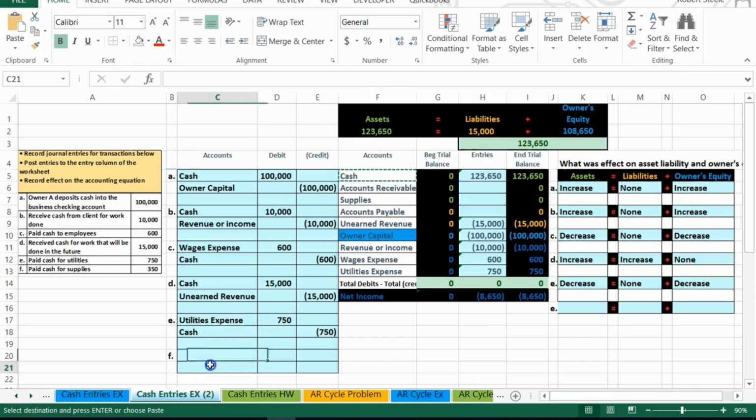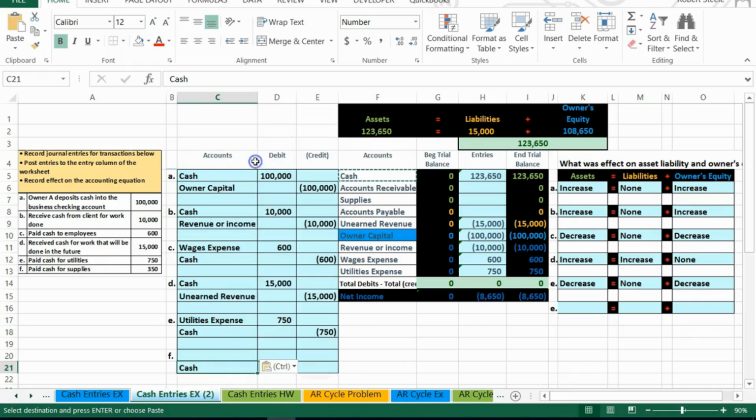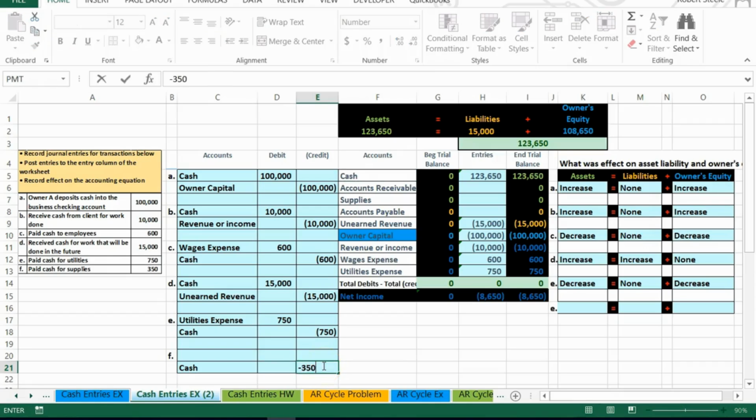I'm going to copy that, and I'm going to put that in C21, paste it 1, 2, 3. Then, notice it's on the bottom, we're going to put it in column E with a negative 350. And then when we hit enter, we get the brackets. Then we're going to put the debit in D20, 350, and enter. And then the only question is, what do we debit?